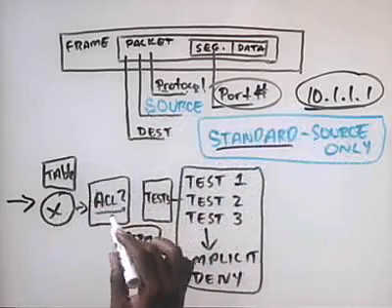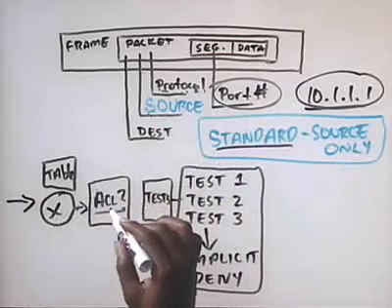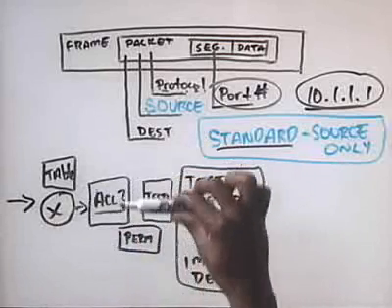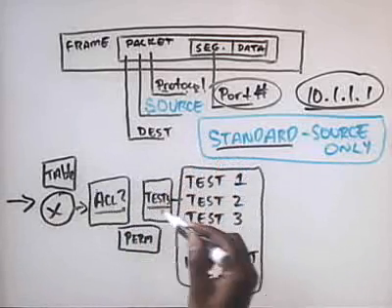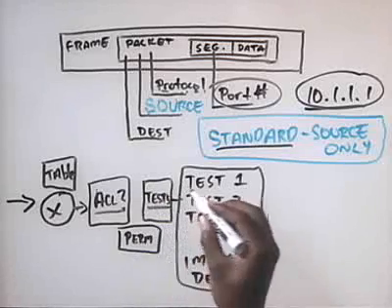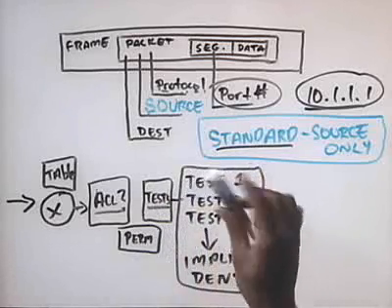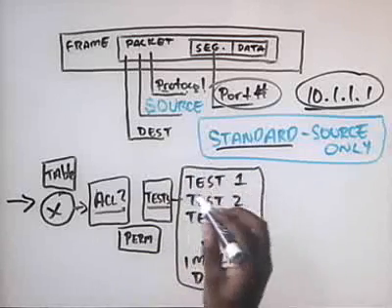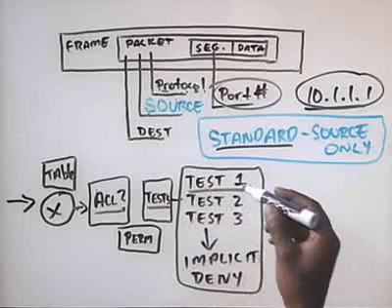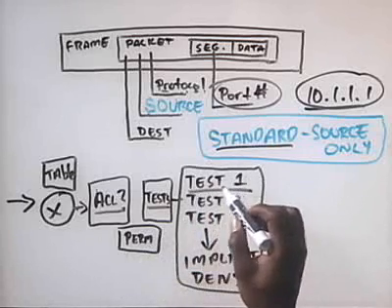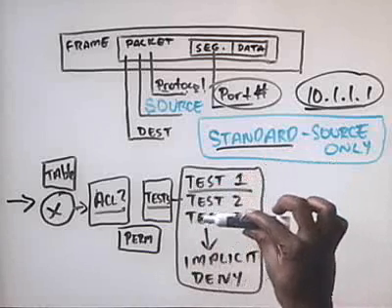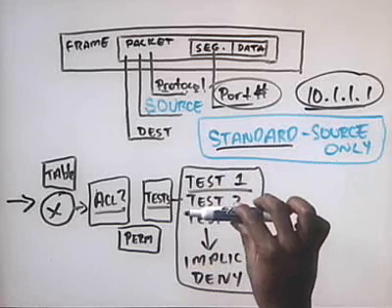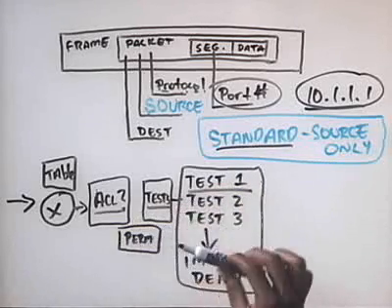However, if there is an access list, the access list is checked. The packet is compared to the different lines in the access list, the different list of tests in the actual access list. If there's a match to the first line and it's a permit, then the packet will be sent. If there's a match to that first line or the first test and it says deny, then the packet will be dropped. If there is no match to the first line, the packet is compared to the second line. If there's a match there and it says permit, the packet's sent. If there's a match and it says deny, then the packet will be dropped.